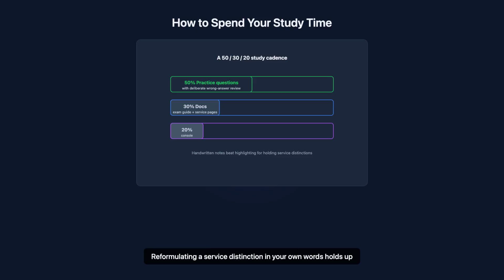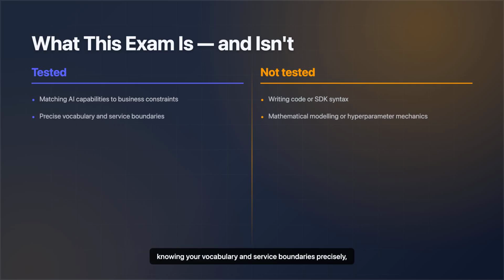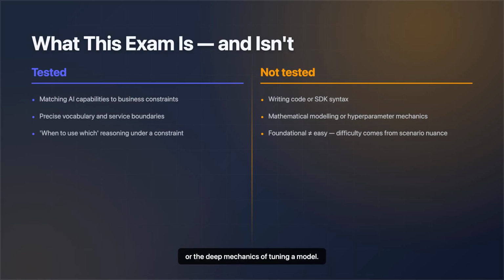Reformulating a service distinction in your own words holds up far better under exam pressure than highlighting ever will. Let's be clear about scope, because it sets your expectations correctly. What's tested is matching AI capabilities to business constraints, knowing your vocabulary and service boundaries precisely, and reasoning about when to use which approach. What's not tested is writing code, SDK syntax, mathematical modeling, or the deep mechanics of tuning a model. This is a foundational, conceptual exam.